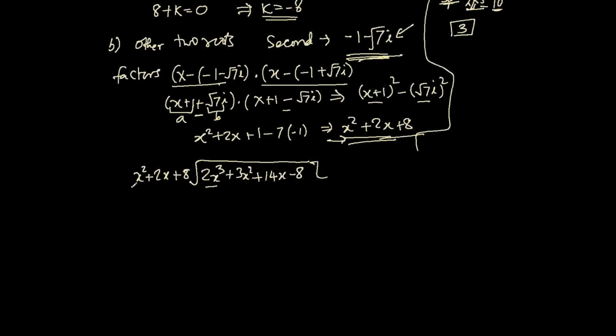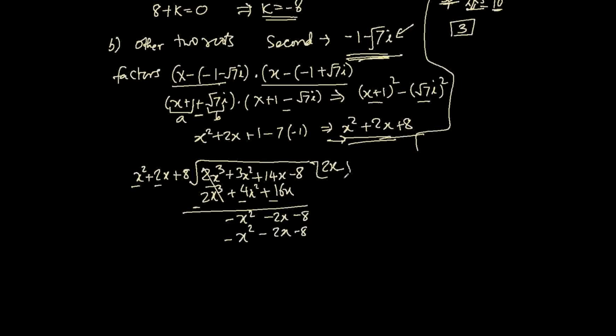So 2x cube and x square, I need 2x to multiply so that I get 2x cube here. Then 2x times 2x is 4x square. 8 times 2x is 16x. I subtract them, this cancels out, minus x square minus 2x, and then we have minus 8 already. And yeah, we're getting minus x square minus 2x minus 8 when we write minus 1 in the quotient, and we are not left with anything. It is a perfect factor.